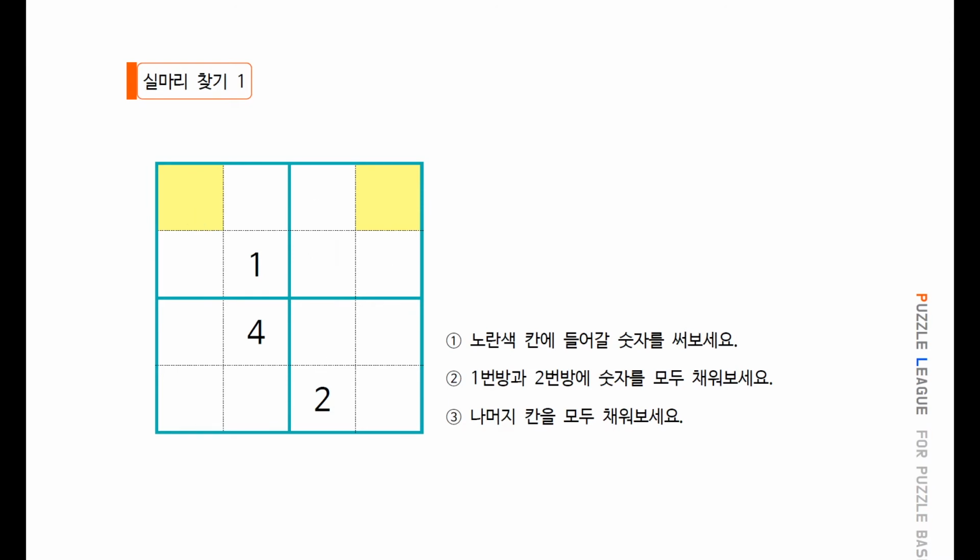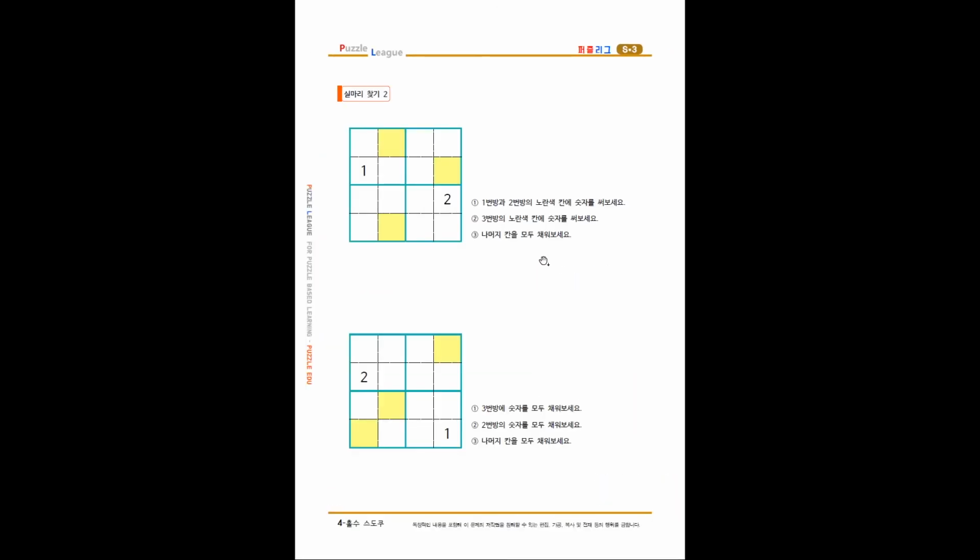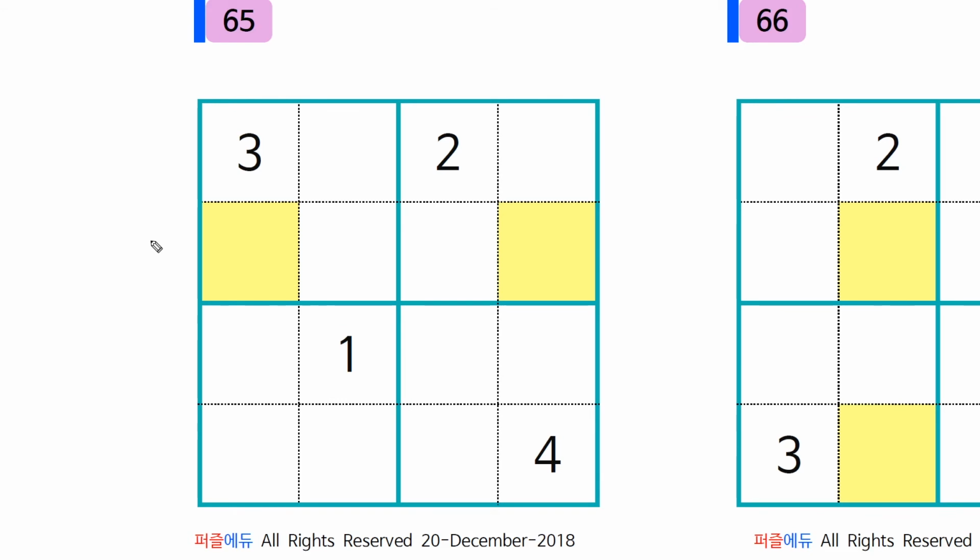Now that you've gotten a hang of Odd Sudoku, we'll try an example. Let's do puzzle 65 together. As before, we can start with the colored cells. We know that the colored cell in the first block must contain an odd number. The only odd number left is number 1.